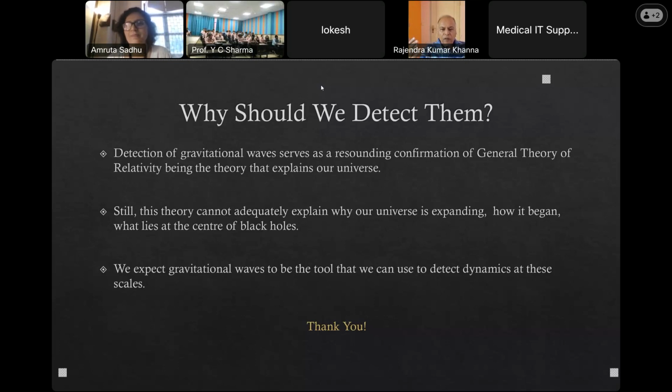True. And my question is that once in LIGO we find the presence of gravitational waves, is there any other way of validating this result? How can we validate the result of LIGO?